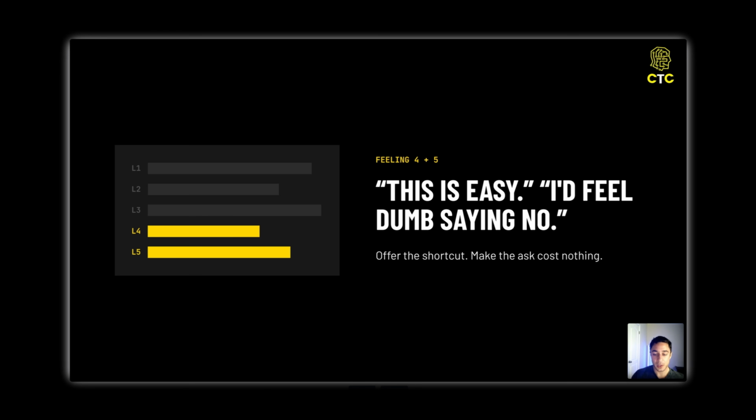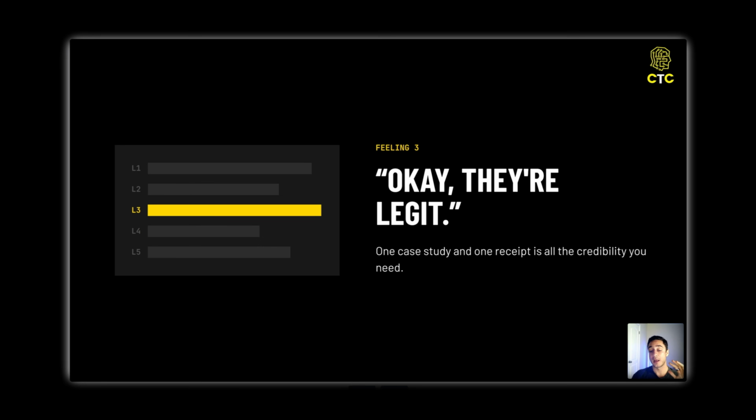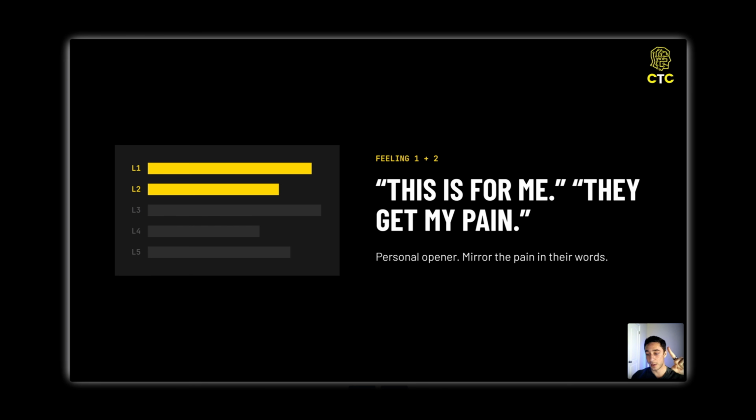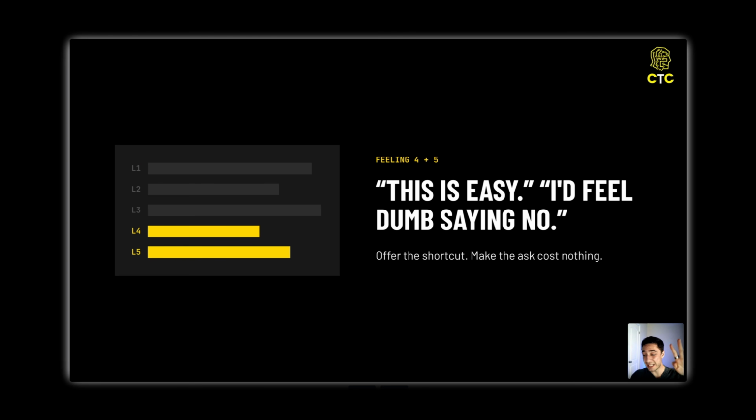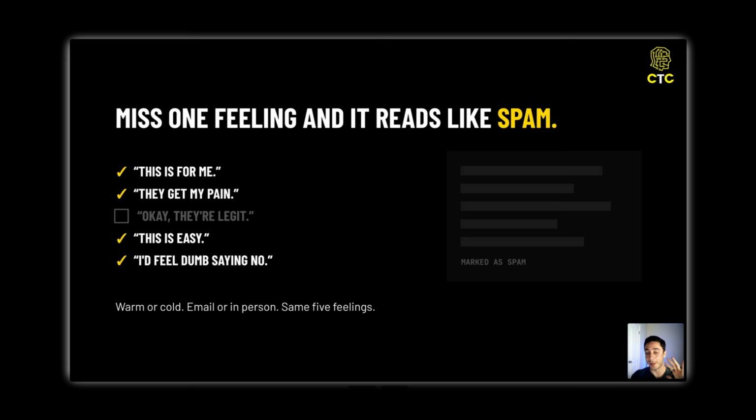So at the end of the day, what you want to happen is whenever you are sending out any type of message, let alone a message, whenever you're talking to any human being, always in the back of your mind, think of what emotion am I transferring to this person? What are they feeling as I'm talking to them? Put yourself in their shoes. You want them to feel these 5 things. That first and foremost, whatever you're saying is for them, that you understand them, that they know you're legit, that this is pretty easy, there's no friction being introduced, and that they will feel dumb if they say no to the offer that you just made them, okay?